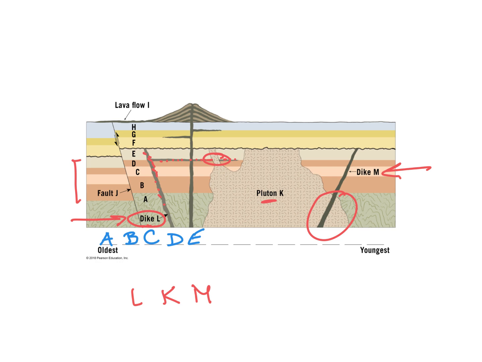So we can see that K cuts across L right there, right? L doesn't cut K, K cuts across L. That means that K must be younger than L. L was already there when K happened. And then we have dike M over here, which cuts across K. So K was already there when M happened. So M has got to be younger than K.